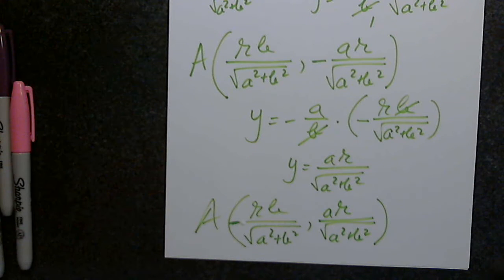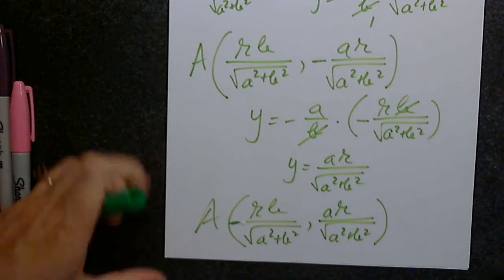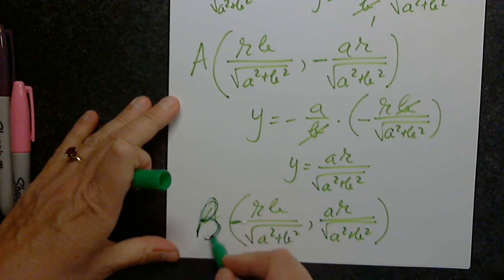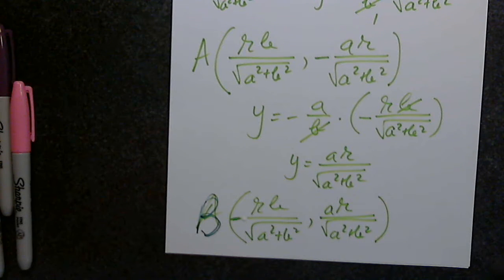Okay, after all this work, we only identified A and B, the two points of intersection. We didn't do anything else. Now we have to go back to our equations and do what?